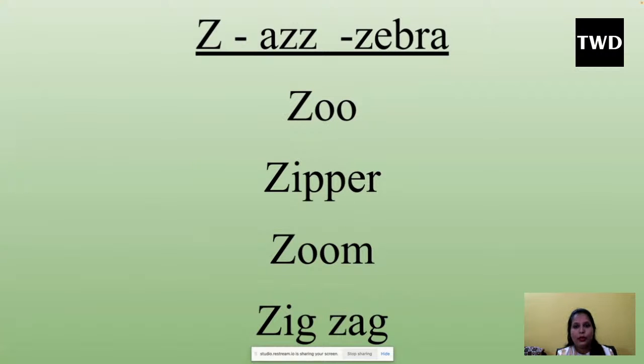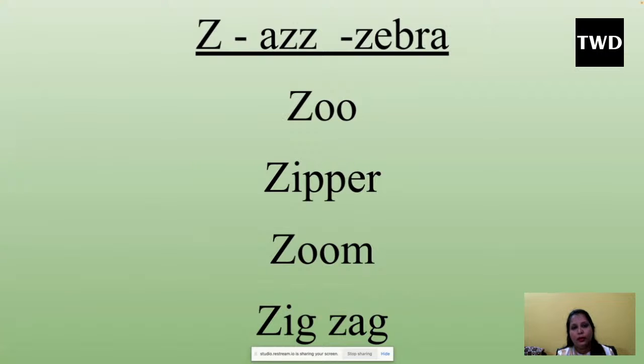Z, as I told you, is the sound which is mispronounced by most of us, by pronouncing it as "j": jebra, Jew, jipper, joom, jigjag. No, all those are wrong. Z makes the sound of Z. As I told you earlier, it is zebra, zoo, zipper, zoom, zigzag. Yes. So please keep on practicing these phonic sounds.